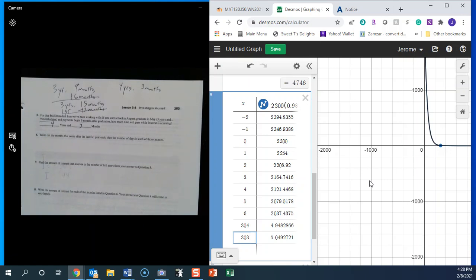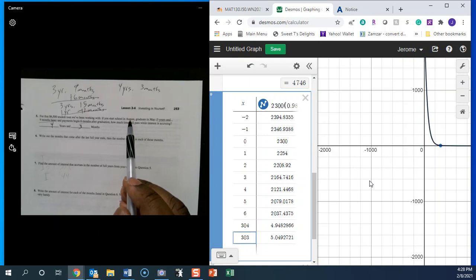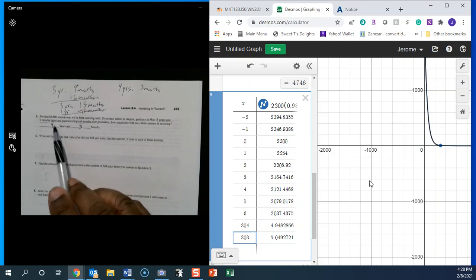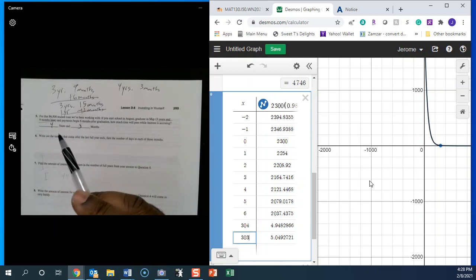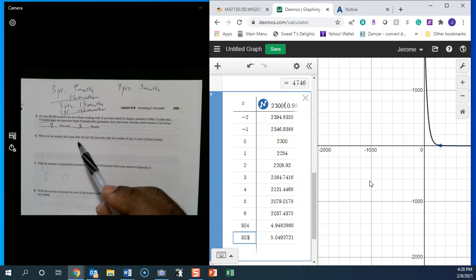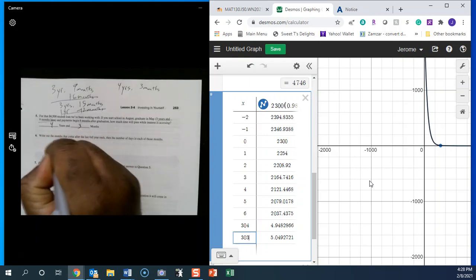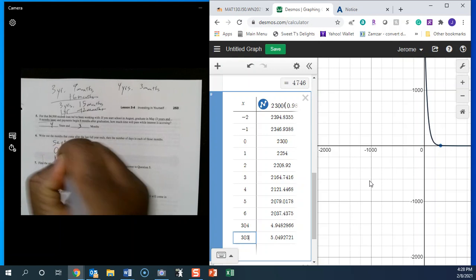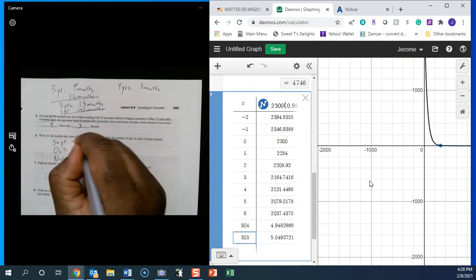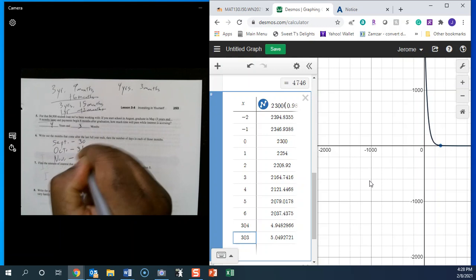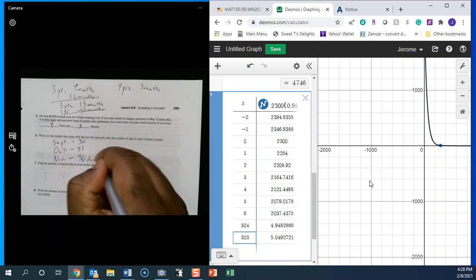Now, number 6, write out the months that come after the last full year ends. Then the number of days in each of those months. So what they're saying is this. We know from August to August is a year. So since we're at 4 years and 3 months, the fourth year will end in August. So we want the 3 months after August, which would be September, October, and November. And we know September has 30 days, October has 31 days, and November has 30 days.